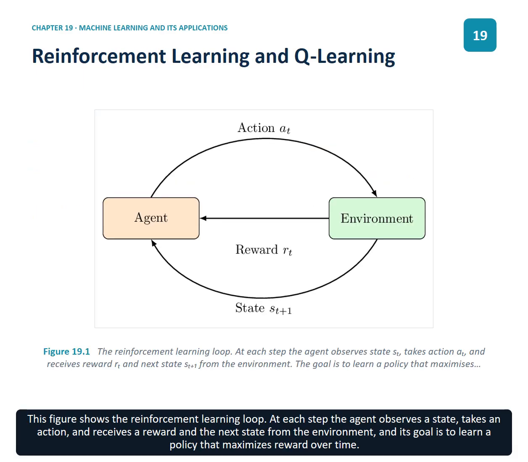This figure shows the reinforcement learning loop. At each step, the agent observes a state, takes an action, and receives a reward and the next state from the environment, and its goal is to learn a policy that maximizes reward over time.